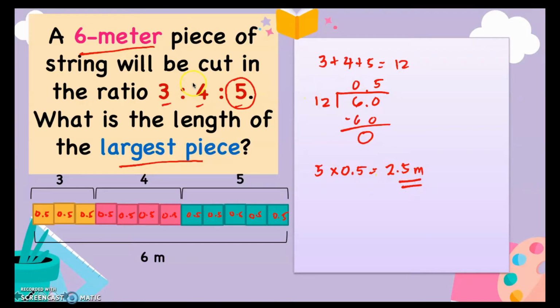You do not need to solve the value of this term and this term, since that is not what is asked. But for checking, we can write here, since this one is 2.5 meters, this one is 2 meters, and this one is 1.5. If you add these three values, you'll get 6 meters in total. So our answer here is correct.